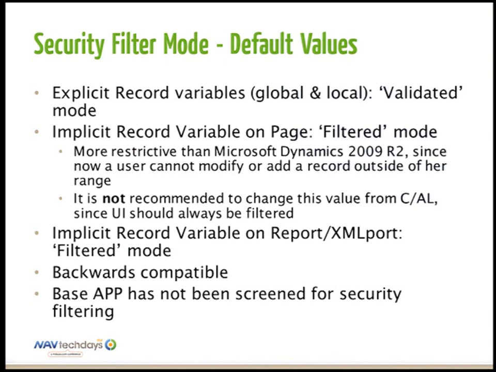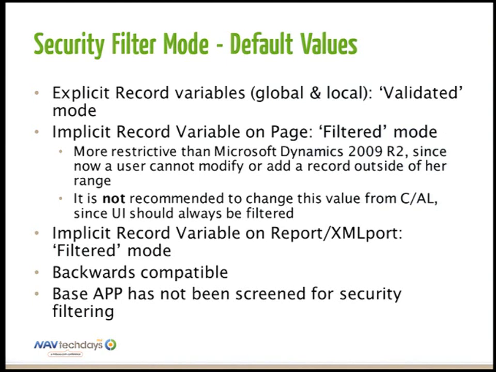Then we have the implicit record variables. That means the Rec on the page and on reports and XMLports. They all run in filtered mode, which means that they will show you only what is within your filter. If you use the record variable to do something outside, it will error. I'll get back to queries in just a second. We've chosen these values for backwards compatibility, so your applications, after having been upgraded to 2013, should behave the same.